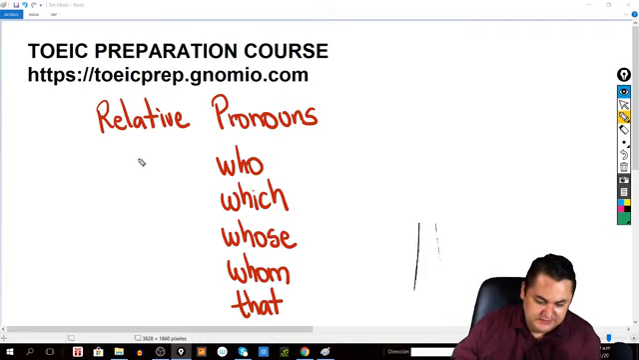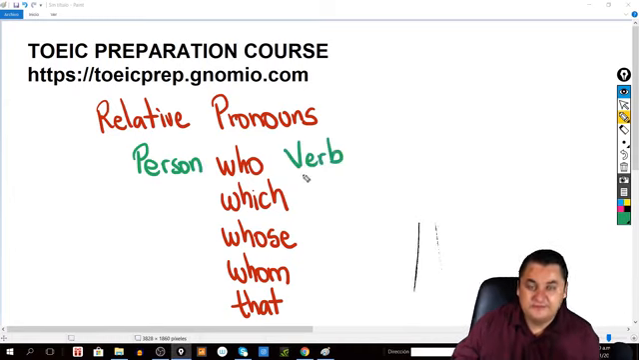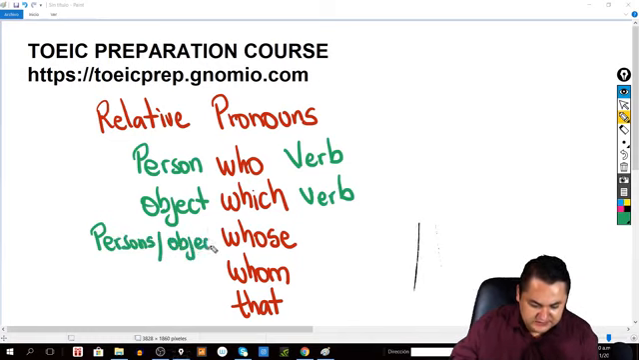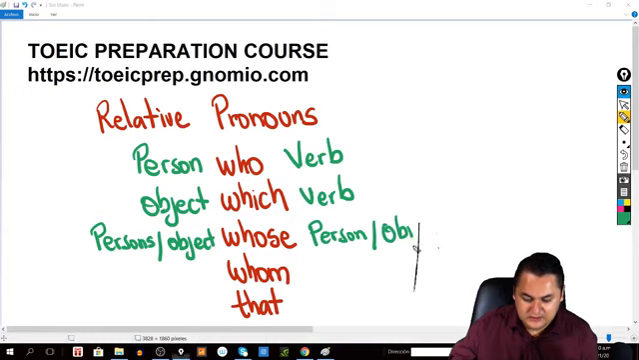If you see a person, and after the space, a verb, then in the middle, you need to place, to answer, to select the word who. In this case, if we have an object, and then a verb, then we need the word which. Whose works for persons or objects, followed by another person or another object.